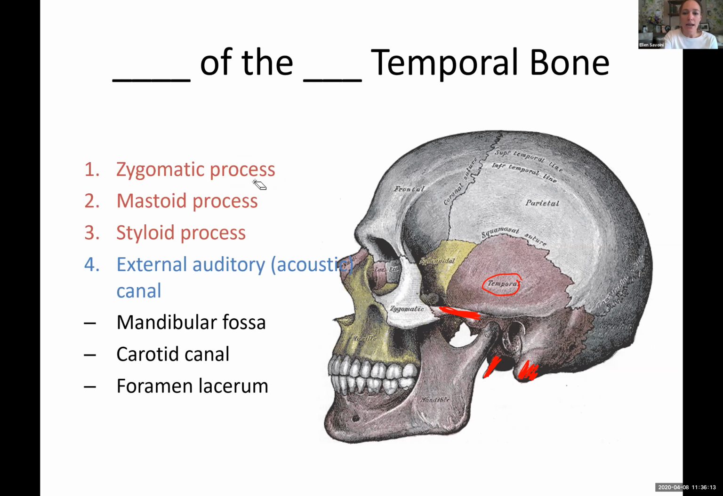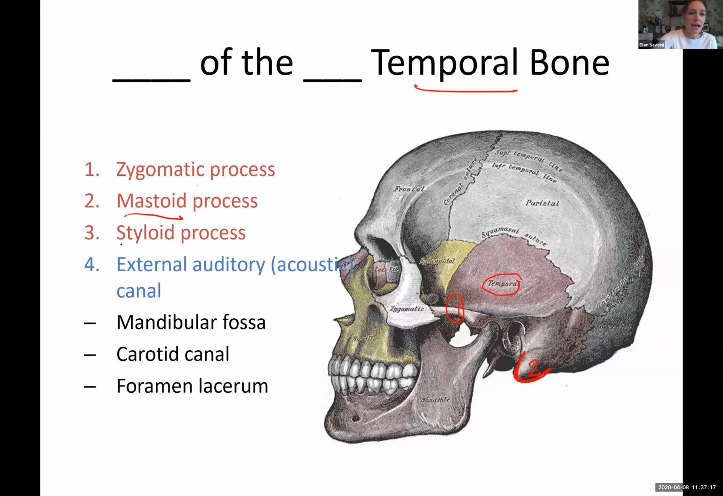The zygomatic process is this first one. It's actually part of the temporal bone, but it's sticking out towards the zygomatic bone. So it's not the zygomatic bone, it's just the zygomatic process. It's telling you there's a sticking out piece pointed in the direction of this bone. The other one, maybe we'll put a number 1 here. Number 1, the mastoid process. We can all feel our own mastoid process. I'll just draw it here. That's number 2. So that's this projection down here.